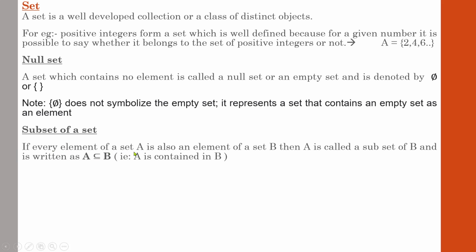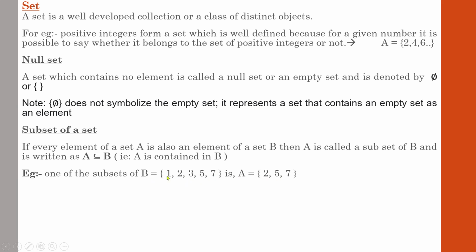If every element of a set A is also an element of set B, then A is called the subset of B. So it can be represented as A subset of B. That means B is the primary or bigger set, A is the sub or smaller set. With an example you will get the answer. See how A becomes the subset of B. See here two sets are given. B equals 1, 2, 3, 4, 5, 7. A equals 2, 5, 7.